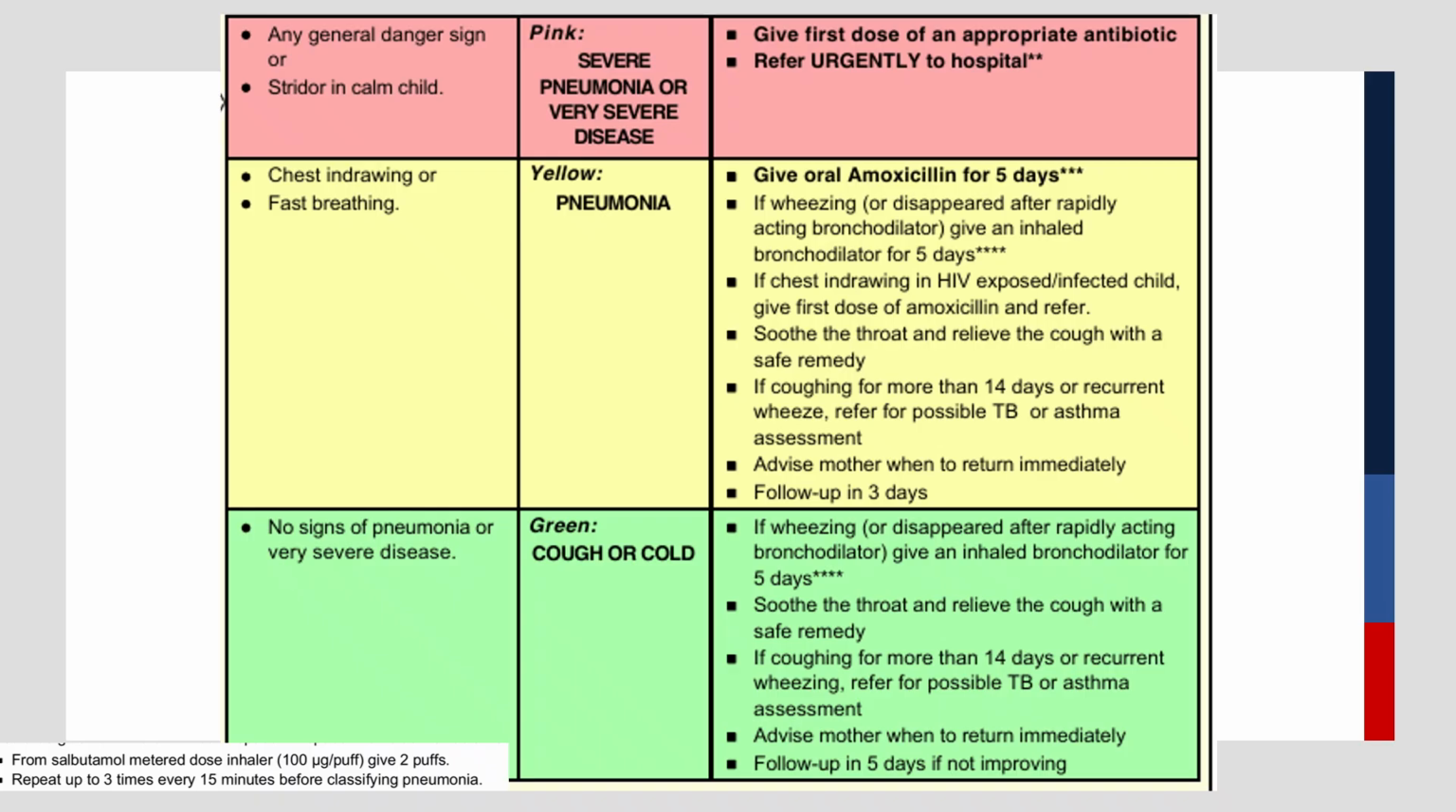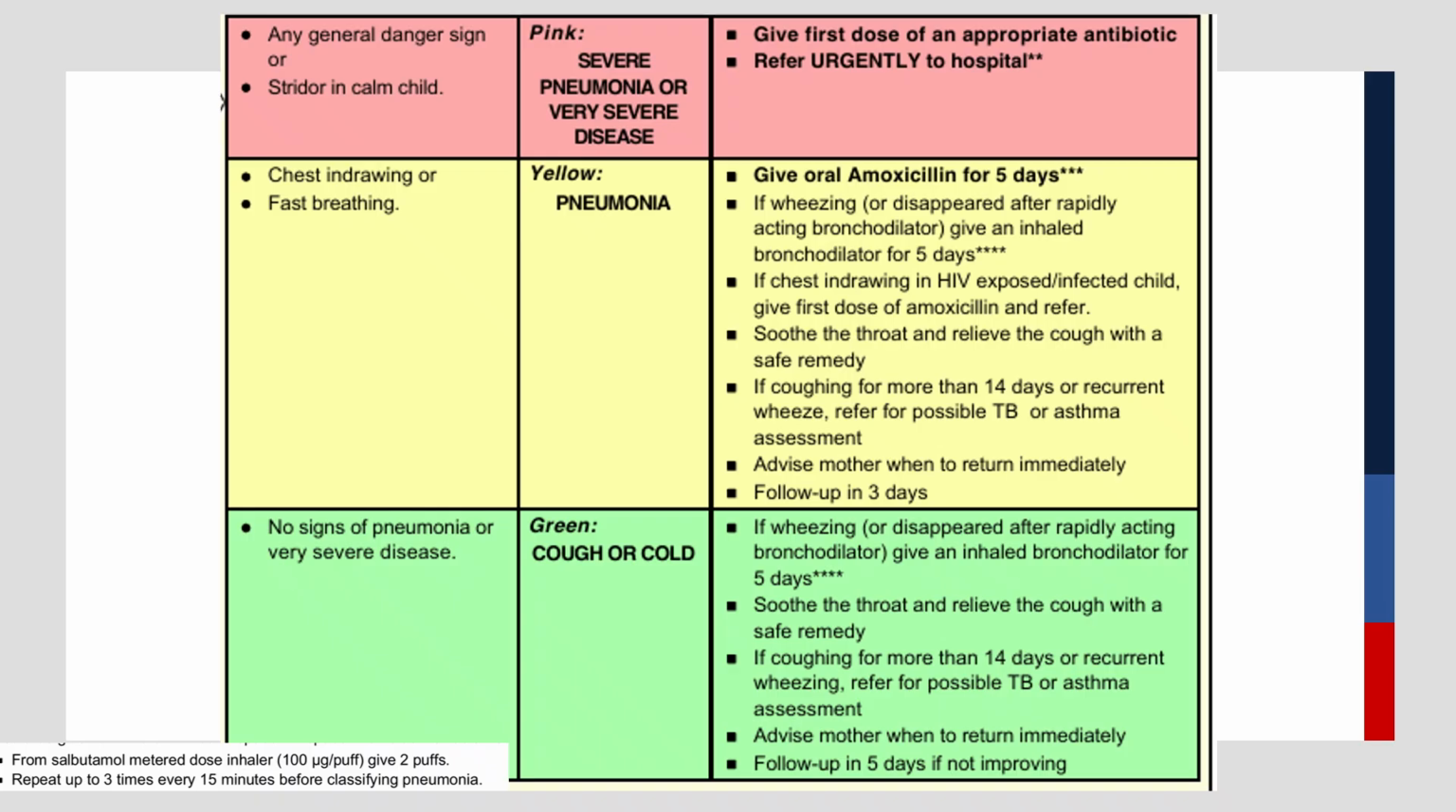If you find any of these danger signs or stridor, this means that this is severe pneumonia or very severe disease. So for this child, you're going to give them the first dose of antibiotic and urgently refer to a nearby hospital.